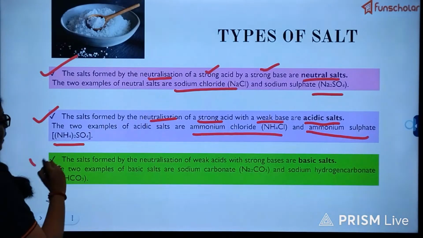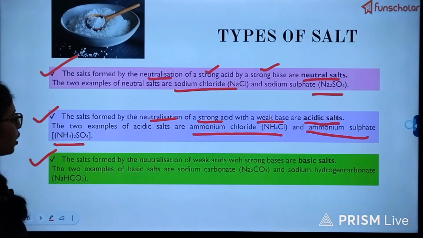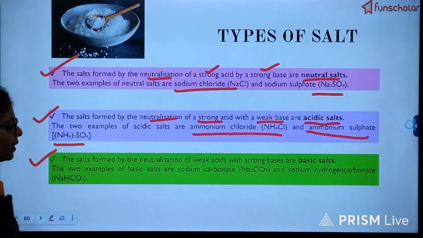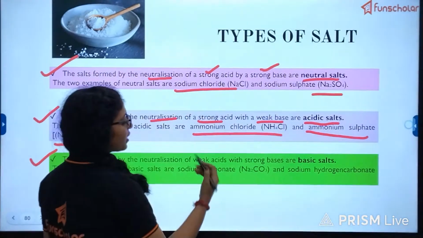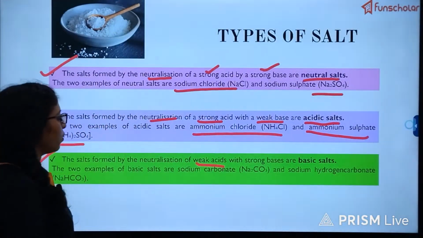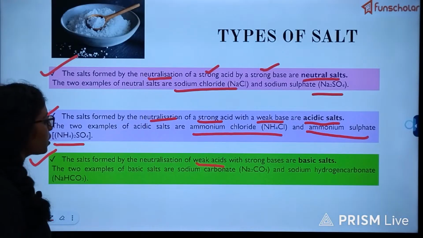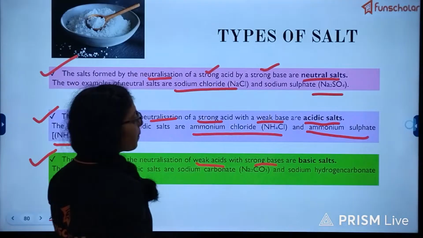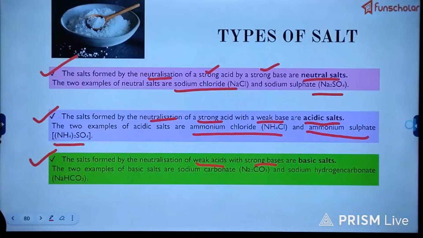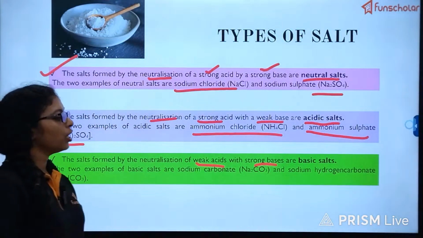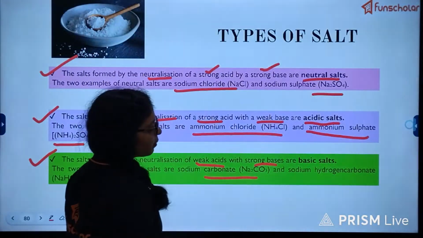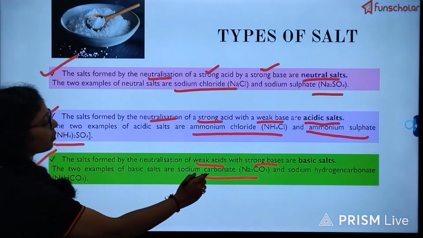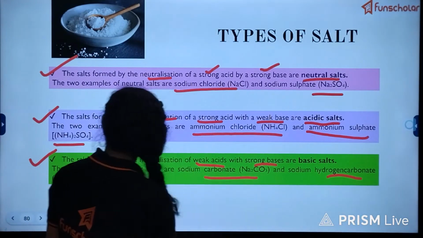Then the last type of salts are formed by the neutralization of weak acids with strong bases. Here the opposite is happening. The salts formed by the neutralization of weak acids with strong bases are basic salts. The two examples of basic salts are sodium carbonate and sodium hydrogen carbonate.